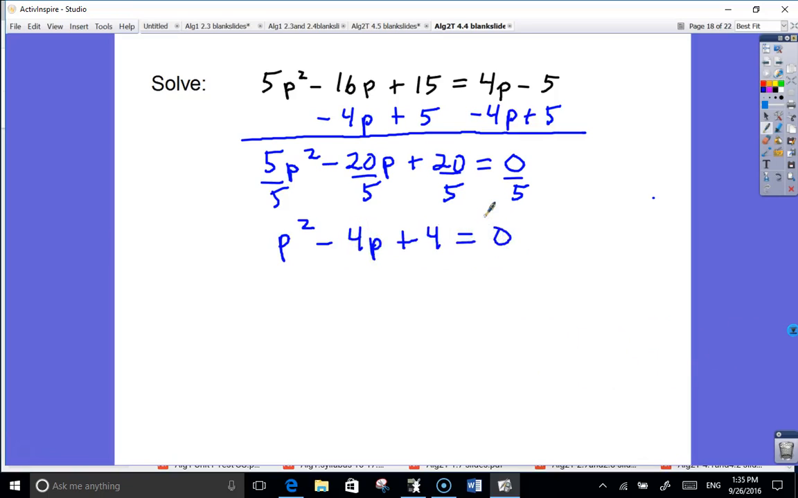And how would that last thing factor? I mean, at the very least, it's a simple quadratic trinomial. What are the factors of 4 that add up to negative 4? Negative 2, negative 2. That's actually a perfect square trinomial. So what is the only answer? 2.